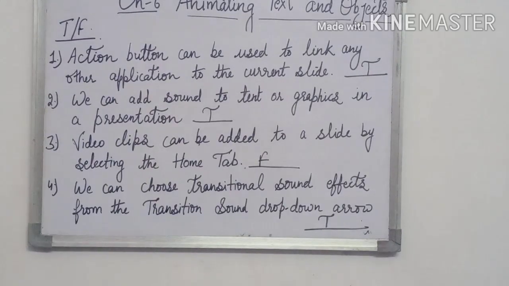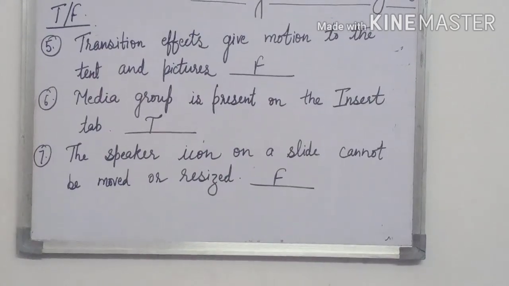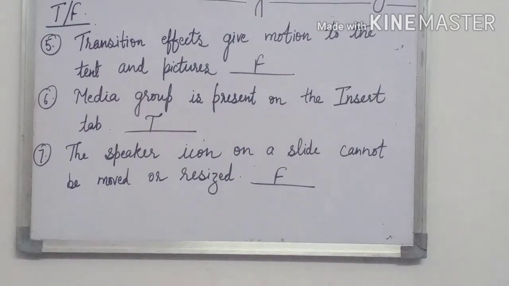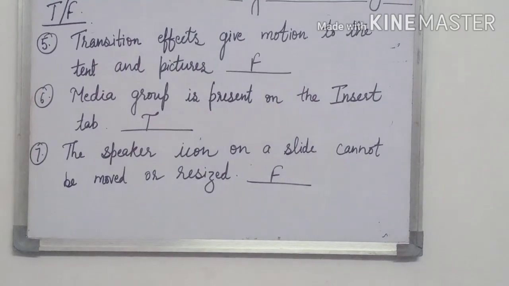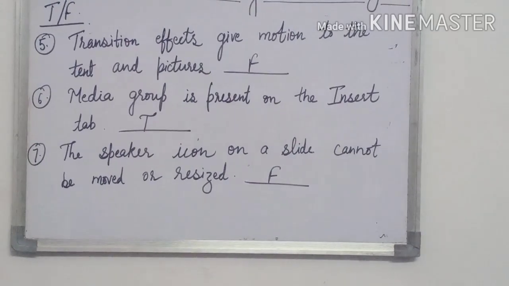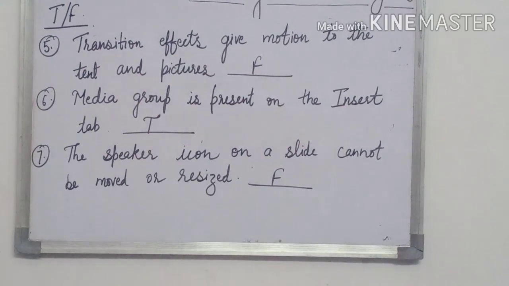Now we will do the next one. The fifth true and false is, transition effects give motion to the text and the picture. Whenever you insert a transition, what is the use of transitions? That is an effect between the two slides, but here it is written that it gives motion to the text and the pictures. If we want to give motion to the text and pictures, we can do it through an animation, not a transition. So the answer of this will be false.